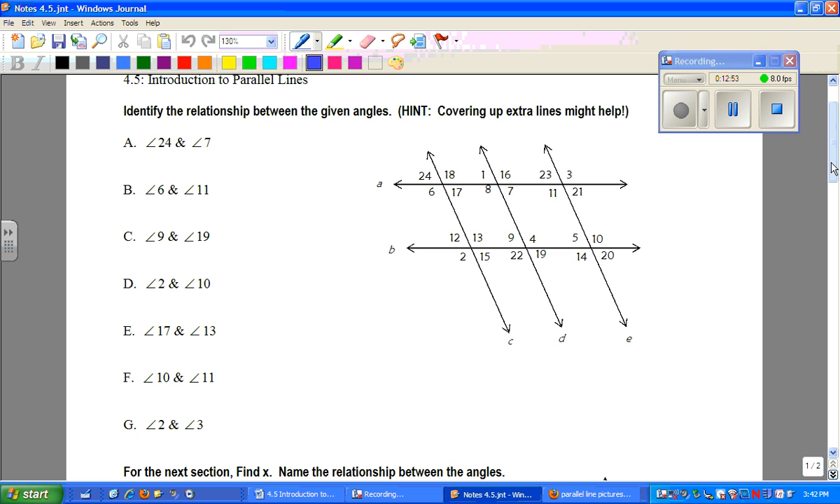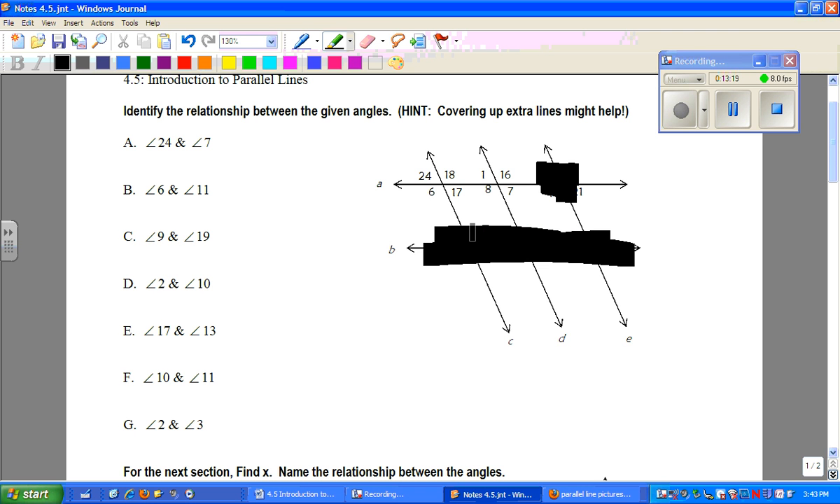What do we have? Identify the relationship between the given angles. Hint, cover up the extra lines that might help. Well, with you, you'll have to do that. What I'll do is highlight in black highlighter so that it'll kind of go away. So we're looking at 24 and 7. 24 and 7 is this group right here. So basically I would get rid of that, act like that doesn't exist. Boom! 24 and 7. Now we're looking from a side view.